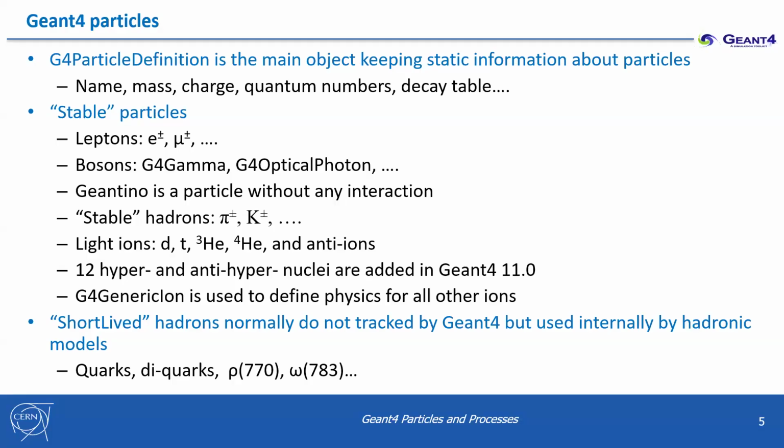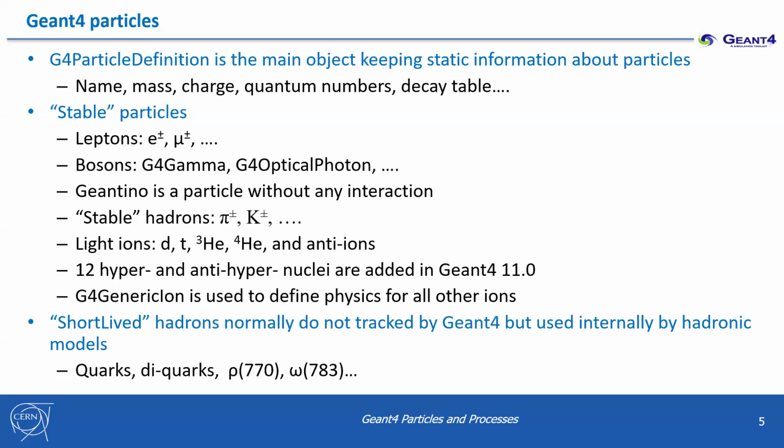We also have G4GenericIon, which is used to define physics for all other ions. Variants of ions are too many, so we use this object G4GenericIon to describe all the rest. Short-lived hadrons normally are not tracked by Geant4, but are used internally by hadronic models.